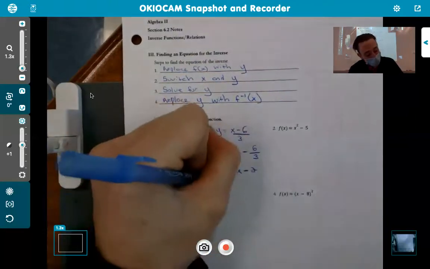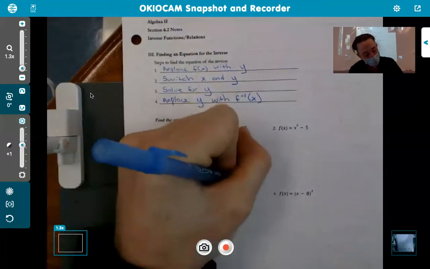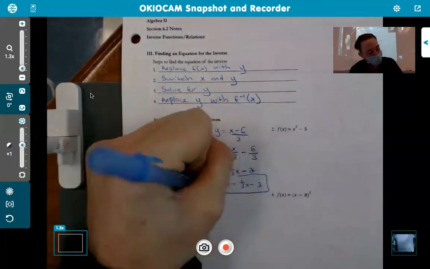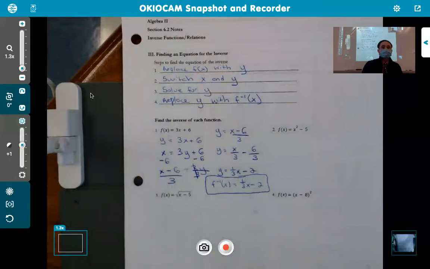So instead of y equals, I'm going to write f inverse of x equals, but then my right-hand side stays the same. And I have 1/3 x minus 2. Anybody have any questions about any step along the way with that process? Yeah, I got a question. Sure.